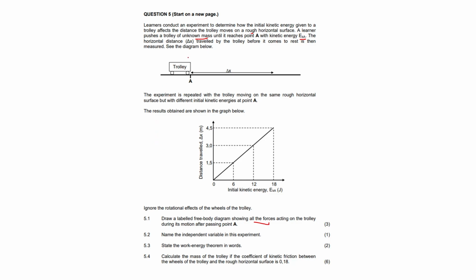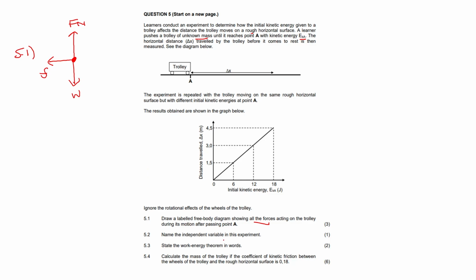point A. So there we have the trolley after passing point A. So we will have the trolley there. They want a free body diagram. Definitely weight and definitely normal force. They will be the same. They will be equal. And then we have frictional force because it is a rough surface. Okay, you'll get 3 marks.